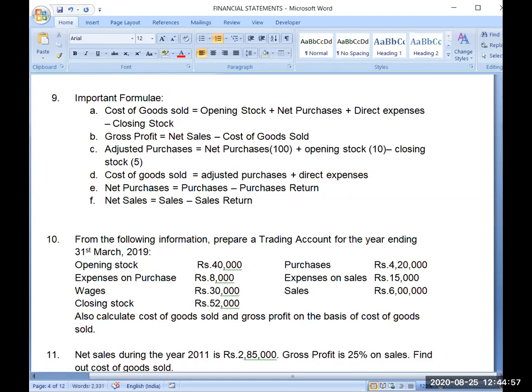Any query regarding cost of goods sold, gross profit, net sales, net purchase, adjusted purchases, anything which is not clear? So adjusted purchases is nothing. You have just adjusted your purchases to calculate the amount of goods which you have sold. You have adjusted your purchases with the help of opening stock and closing stock.